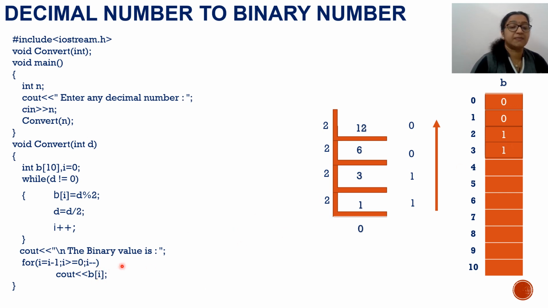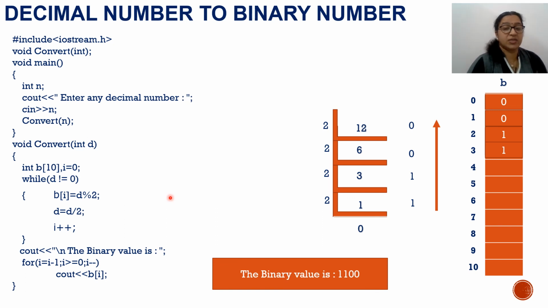Then again loop i minus minus. So at 2 we will get the value 1. Then again minus minus, we will get 0. Then again minus minus, decrement the value of i to 0, so 0 also we will get. So i is greater than or equal to 0, we will keep on displaying the values inside that array. Got it? Now the output is what? The binary value is 1100.